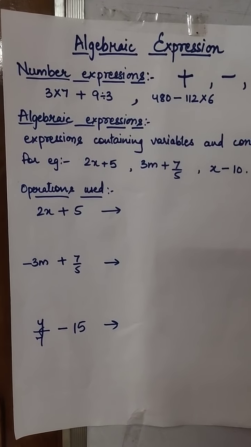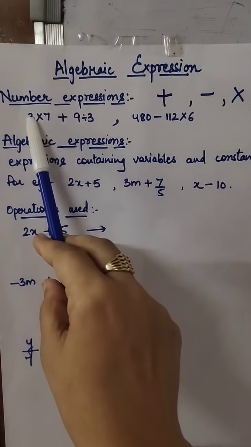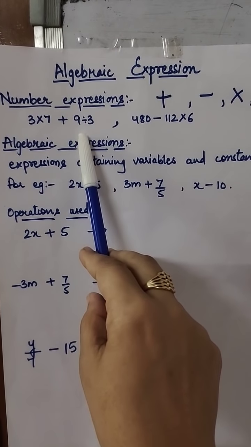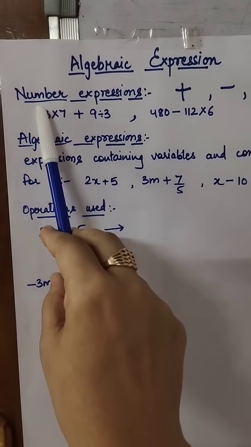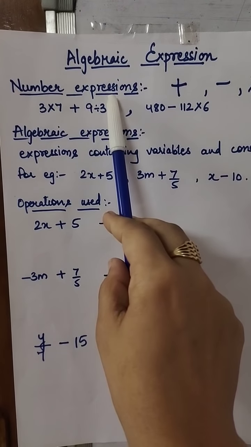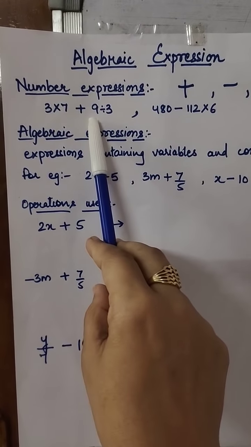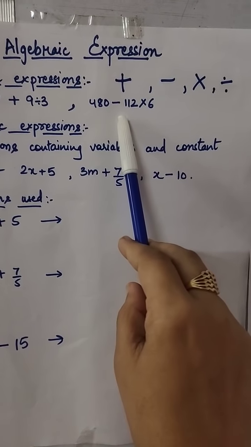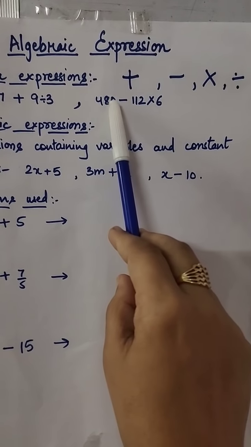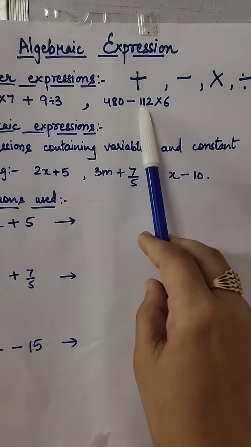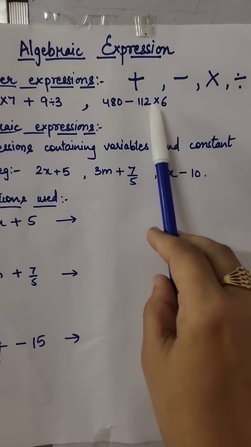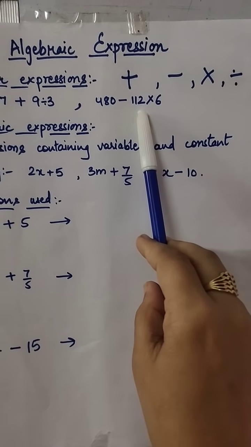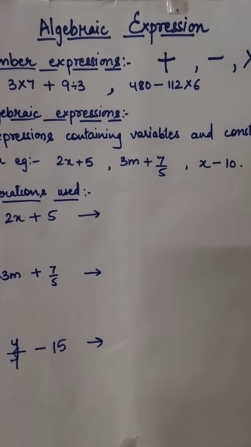number expressions. Okay, so here are two examples of number expression. 3 multiplied by 7 plus 9 divided by 3. In this we have formed an expression and we have only used numbers and fundamental operations. Similarly, in this case also, 480 minus 112 multiplied by 6. This is also a number expression. We have used numbers and fundamental operations.